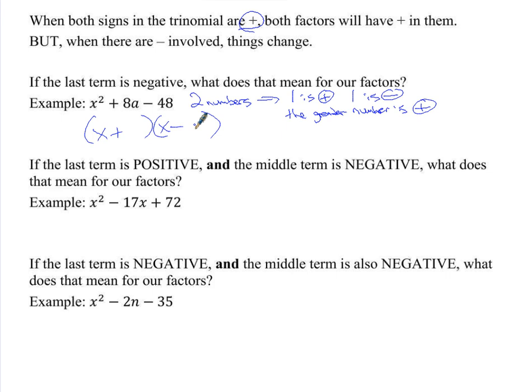12 and negative 4. So I'm going to write that down. That's positive 12 and negative 4. And then I'm going to check it. And again, it takes like 4 seconds. 12 times negative 4 is negative 48. 12 plus negative 4 is positive 8. So that must be the right answer.